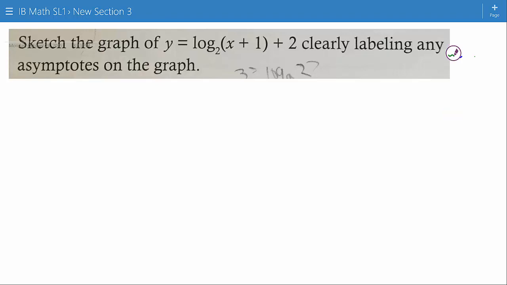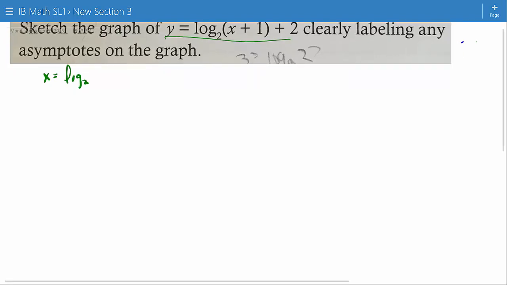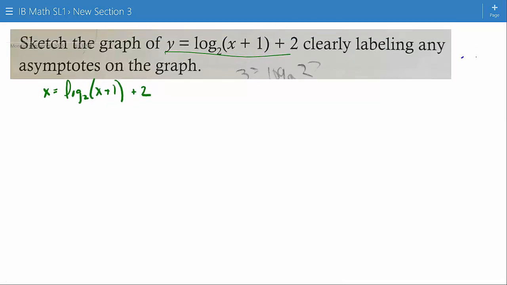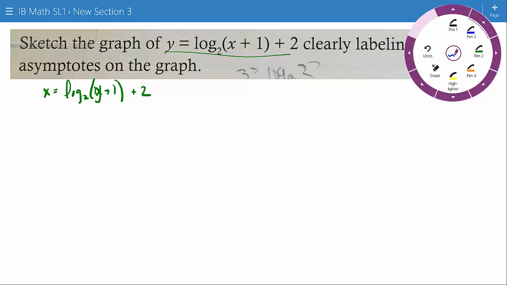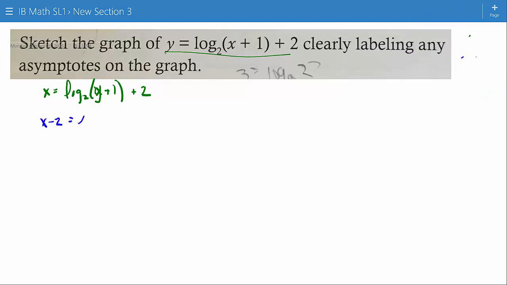So, to graph this log, I'm going to find its inverse. So I change x and y. And now I solve for y. So I'm going to subtract 2. And now, central to logarithms, when we're solving a logarithm for a variable that's stuck inside of the logarithm, we need to change to exponential form. So we get the log by itself, which I have, and now I change to exponential form.